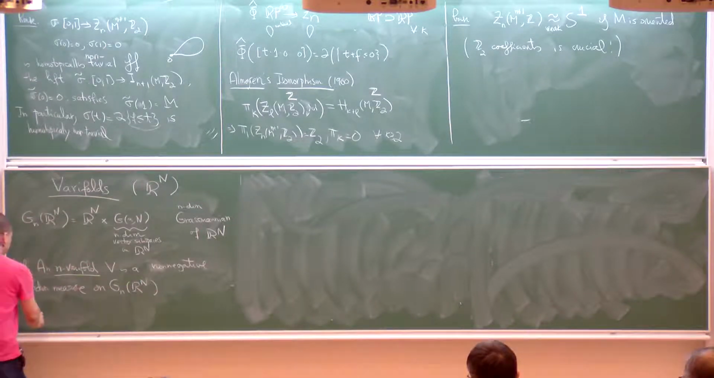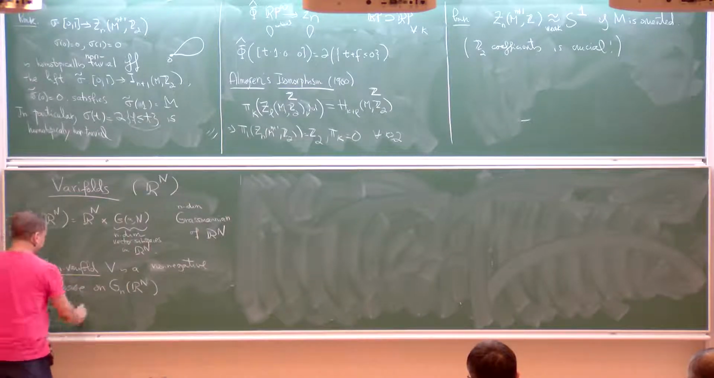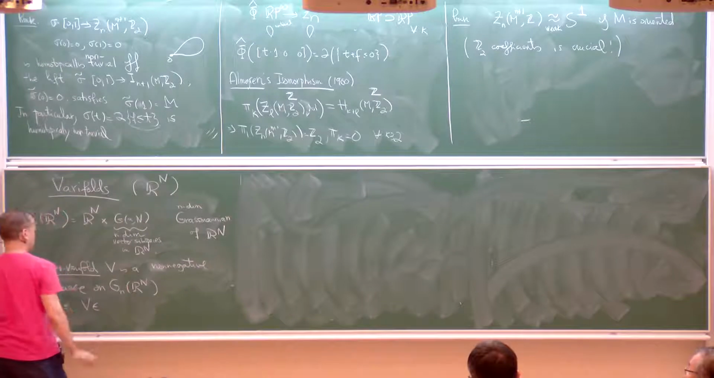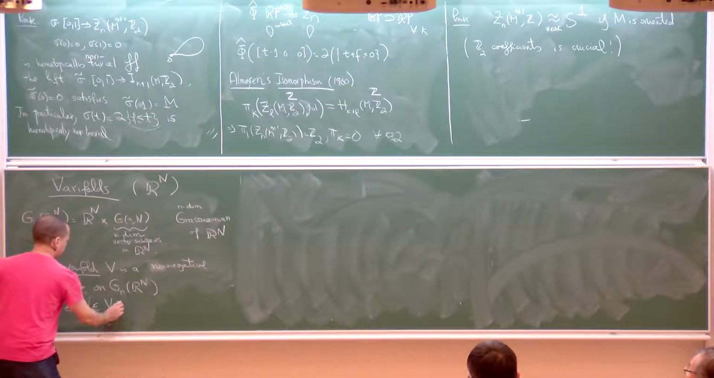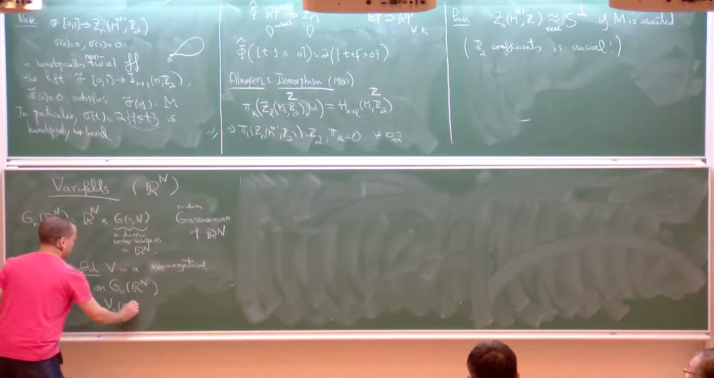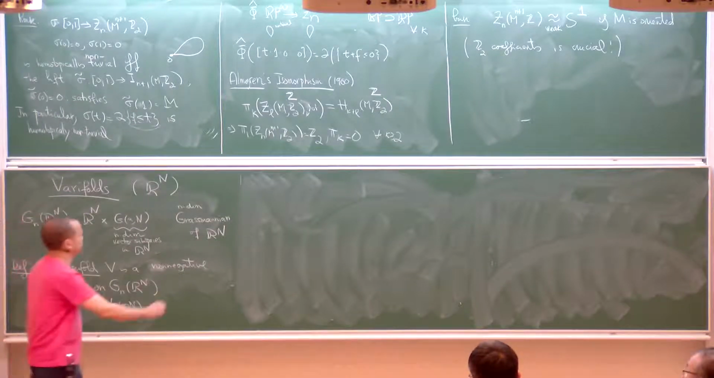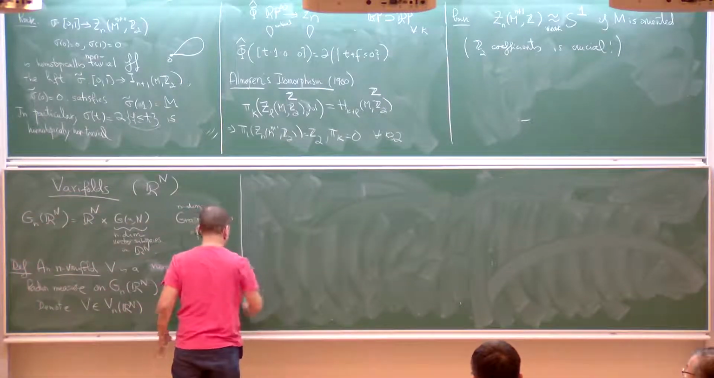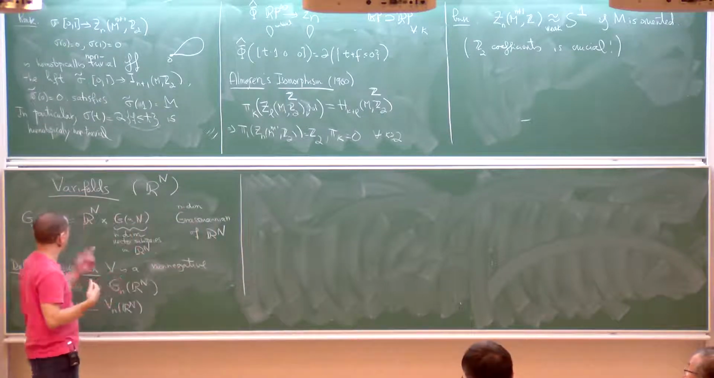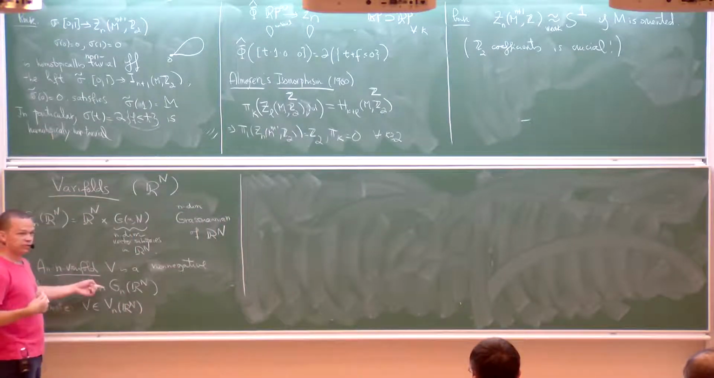So in my notation, I say that V belongs to Vn. So it's a measure on the Grassmannian. What's the intuition here? Well, the intuition is that if you give me a submanifold of dimension n, that induces a varifold.